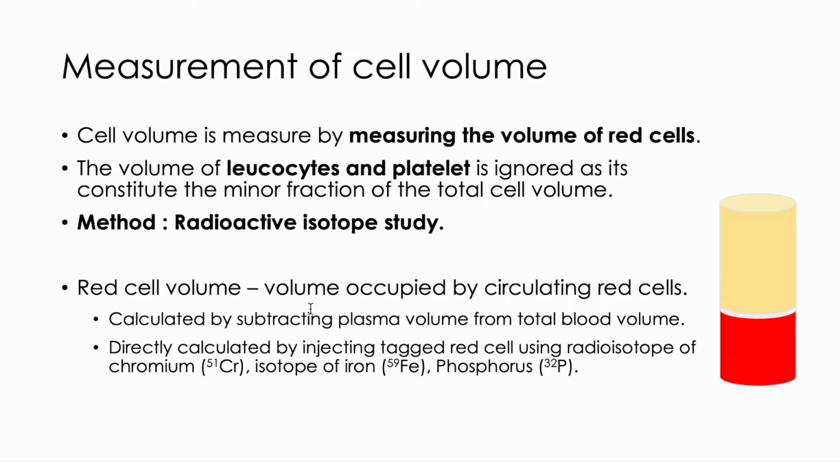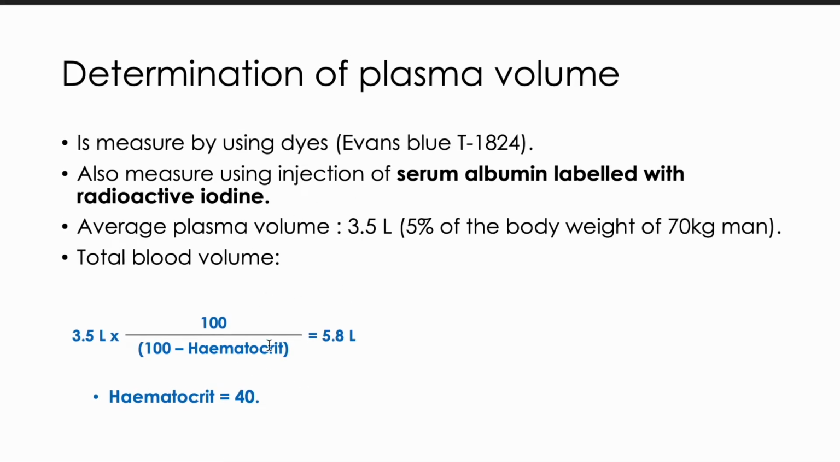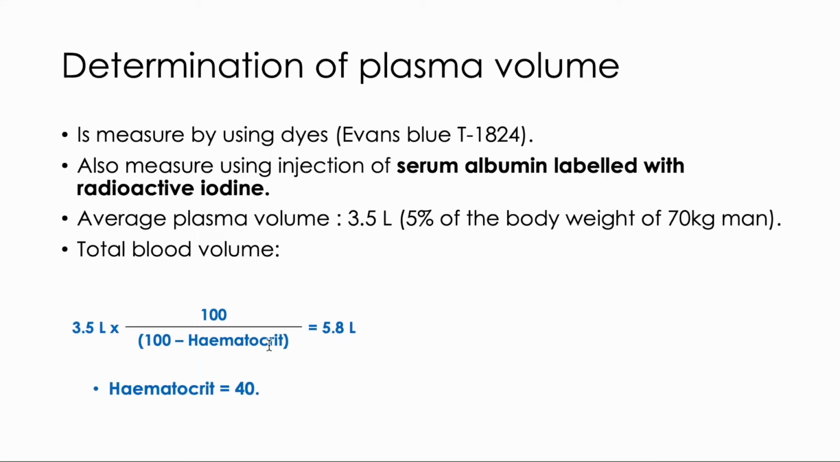So how do we measure it? We inject red cells labeled with a radioisotope and calculate using that. The dyes we use include blue dyes, and we also measure using injection of serum albumin labeled with radioactive iodine. This is the method that we use to calculate. Maybe you can try to calculate this one.